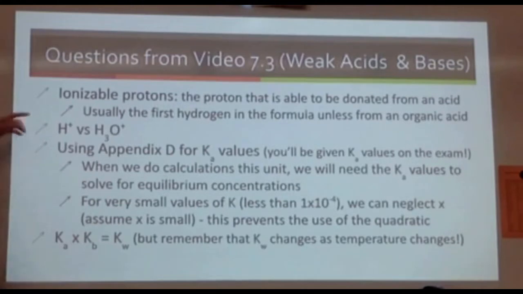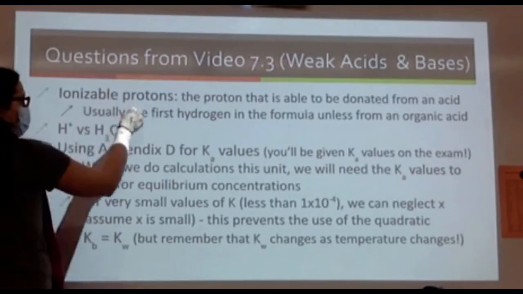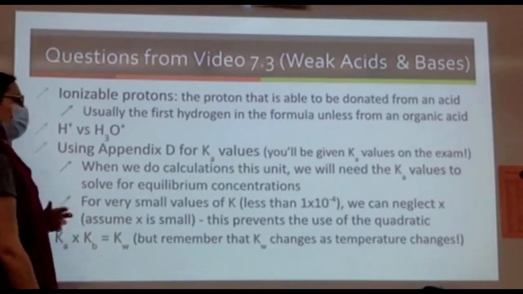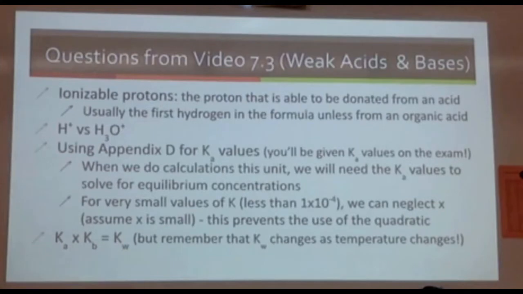One of the questions was, can you talk more about ionizable protons? So remember when we're talking about protons, we're talking about H+. An ionizable proton is a proton that is donated from an acid. So when you have HCl, that first hydrogen is an ionizable proton. HCl can donate it to a base. Usually it's the first hydrogen in the formula unless it's an organic acid. We'll look at that example when we look at number 21 of mastering, and we'll look at what happens if we have an H at the end.